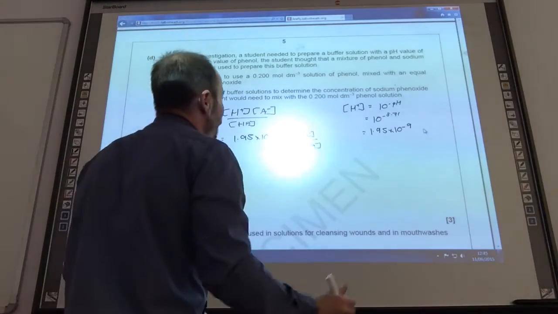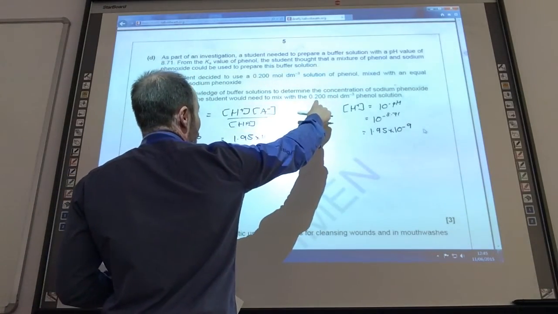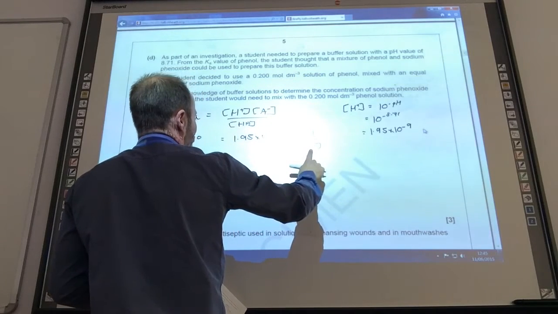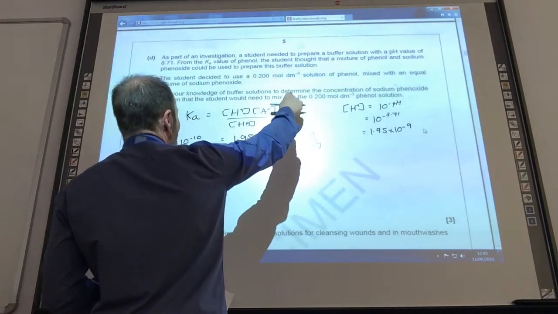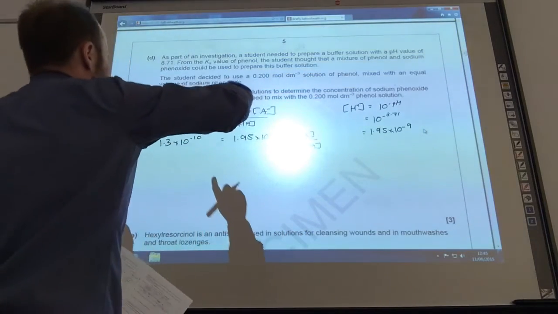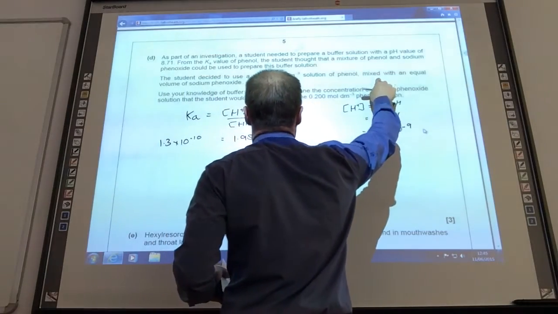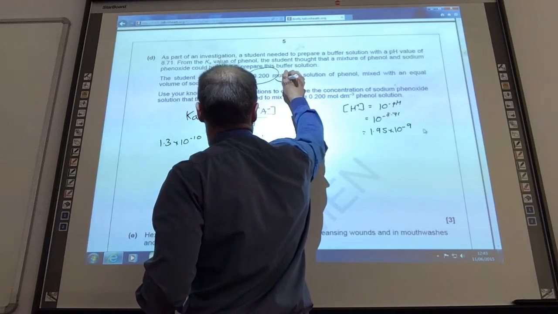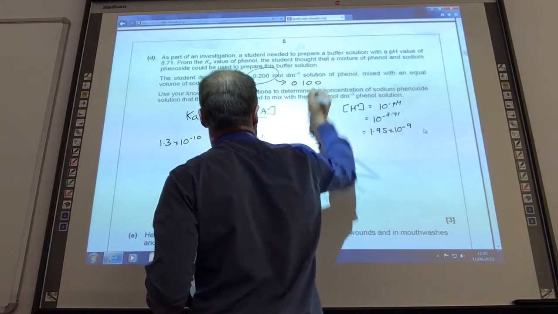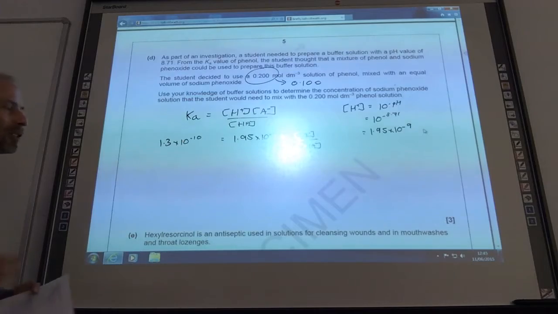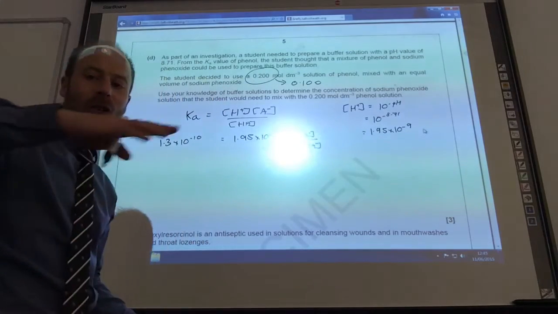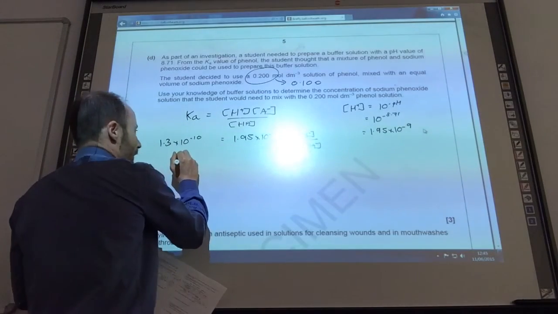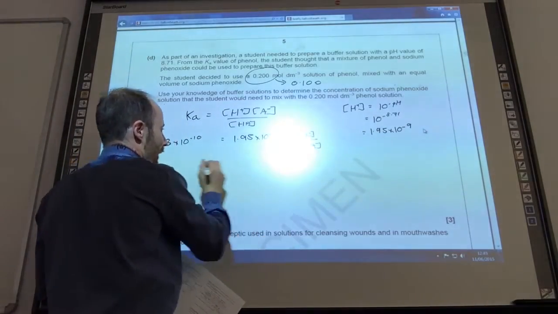Okie dokie. I've been told the concentration of the original phenol solution. It's told me that it's going to be mixed with an equal volume. So if it's mixed with an equal volume, that in the buffer is going to become 0.100 moles per decimeter cubed because I've diluted it down by half. So you've got to take that into account.